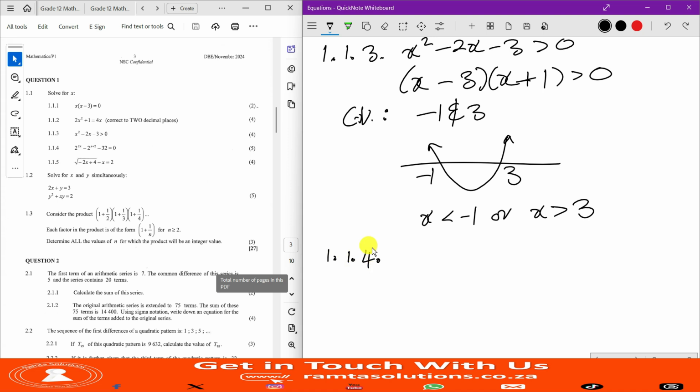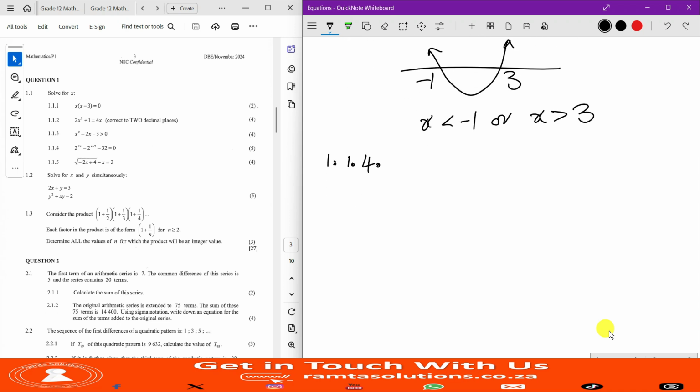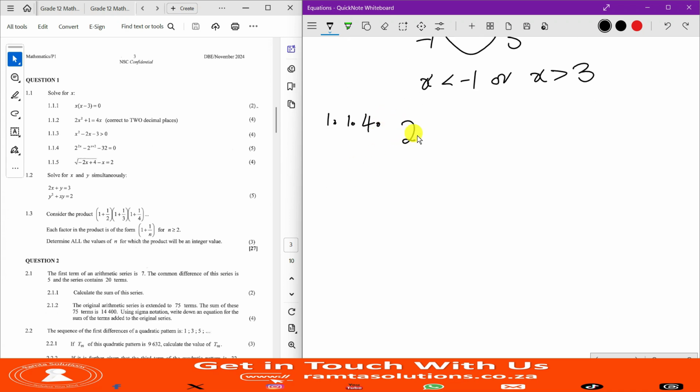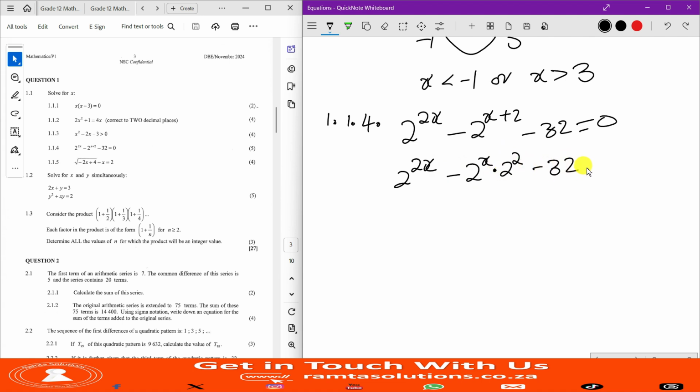1.1.4. Guys, we have done about 10 marks in like 5 or 6 minutes, so we are on the right track, right? 1.1.4: 2 to the power 2x minus 2 to the power x plus 2 minus 32 equals 0. I need to sort this one out. This is the same as saying 2 to the x times 2 to the 2 minus 32 equals 0. So we can say this is 4 times 2 to the x minus 32 equals 0.